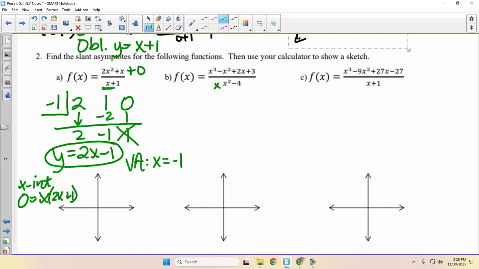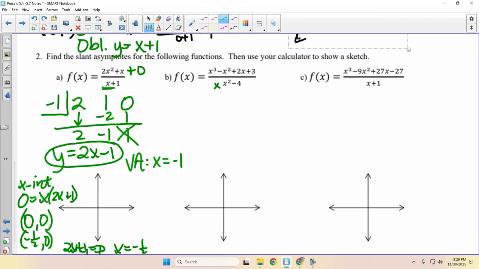So our x-intercepts are at 0, 0, and it's when 2x plus 1 equals 0. So minus the 1, minus the 1. So x equals -1/2. My y-intercept is at 0, 0.